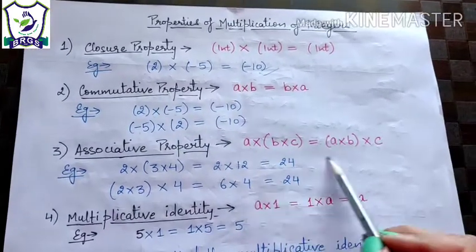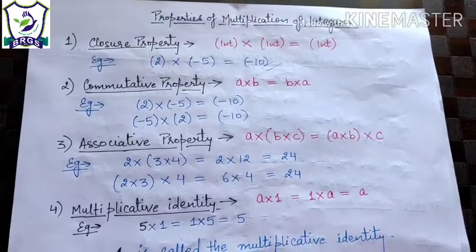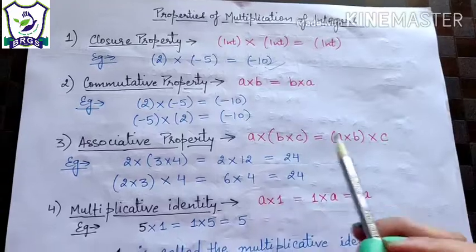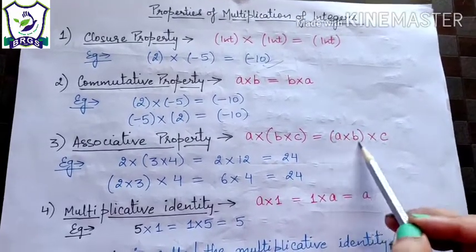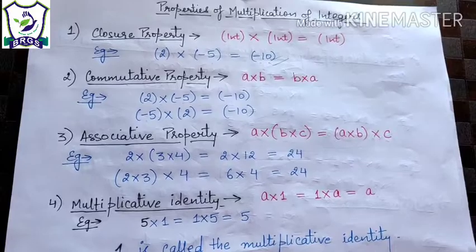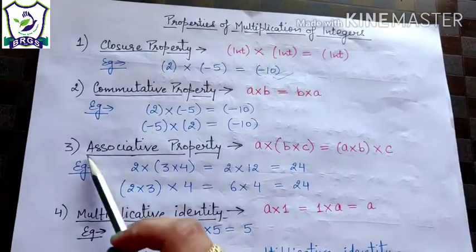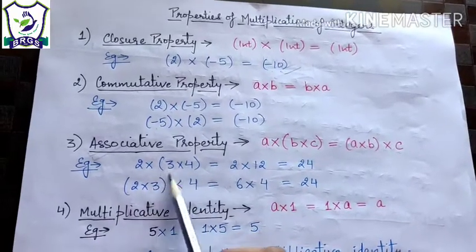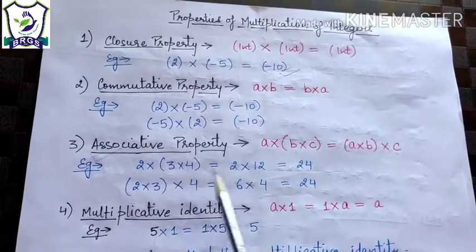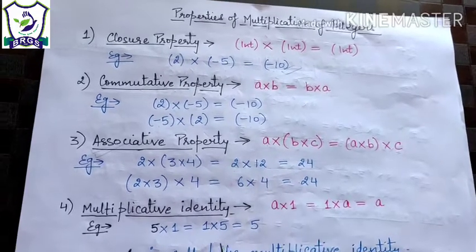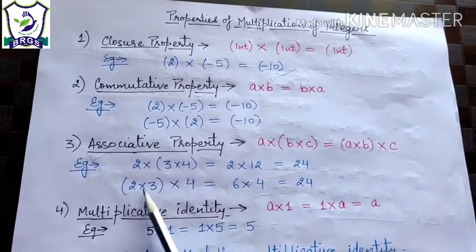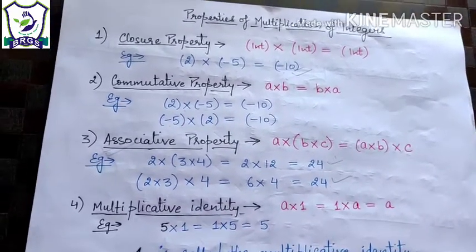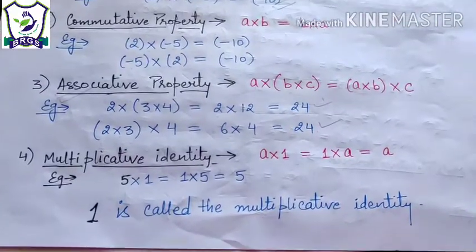Similarly, the associative property, you have learned this property in addition of integers also. When a is multiplied by the product of b and c, and c is multiplied by the product of a and b, then in both cases the product will be the same. That means multiplication of integers is associative. See with the example, 2 in bracket 3 into 4. So it will be 2 into 12 because 3 4s are 12, and 2 into 12 is 24. Similarly, 2 3s are 6 and 6 multiplied by 4 is 24. So in both cases the answer is the same. So it is associative.